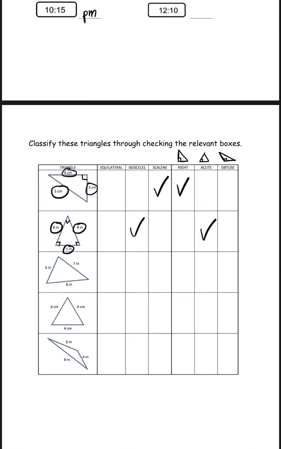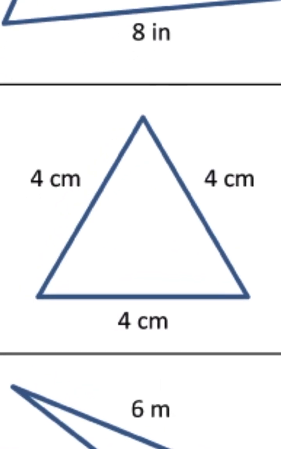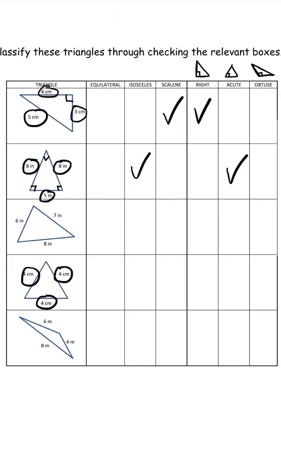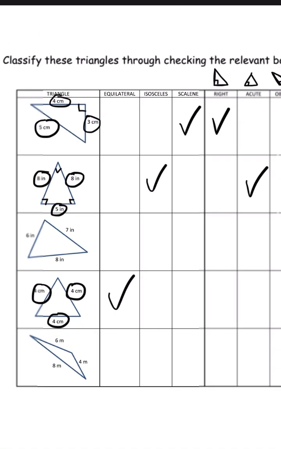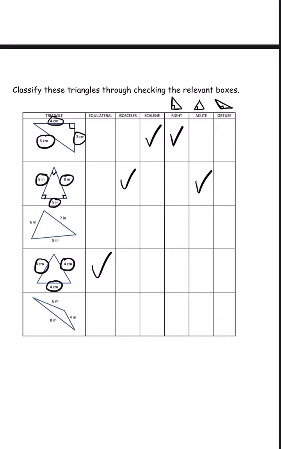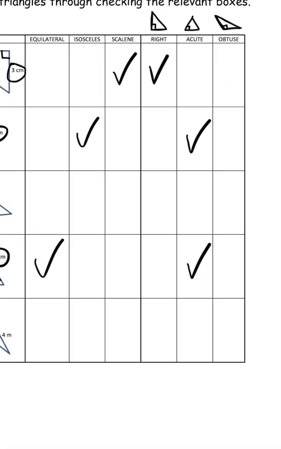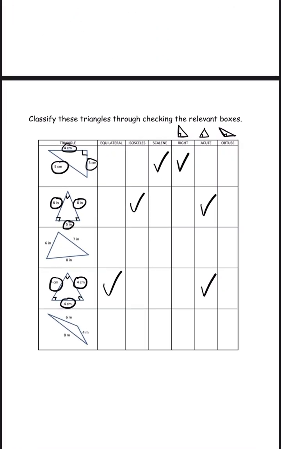Let's look at the fourth one. For this one, it has all equal sides. So it's going to be equilateral triangle. And it also has small angles. So it's going to be acute triangle. Let's move on to the next page.